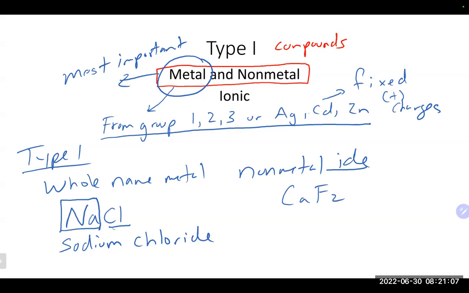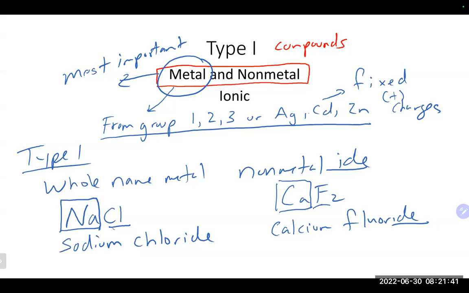If we look at the CaF2 that we saw earlier as well, once again, we look at calcium, which is a metal, and fluorine, which is a non-metal, and that tells us it's an ionic compound. We look at the calcium, which is the most important. We see it's on group number 2 on the periodic table, which automatically tells us it has a fixed charge. So we just roll into the whole name of calcium, and then fluorine gets the IDE treatment at the end, and it is calcium fluoride.